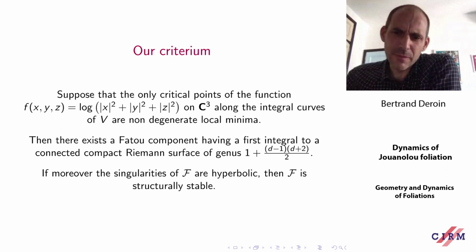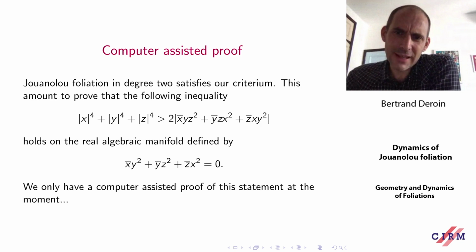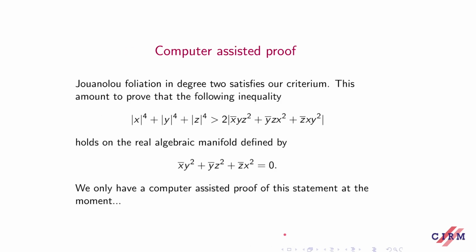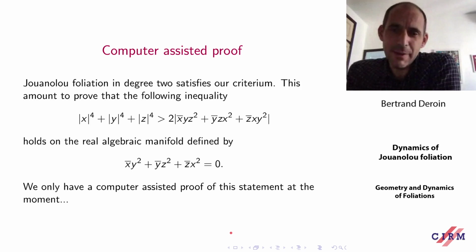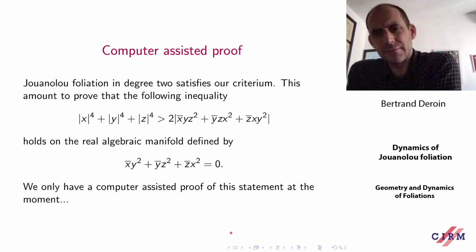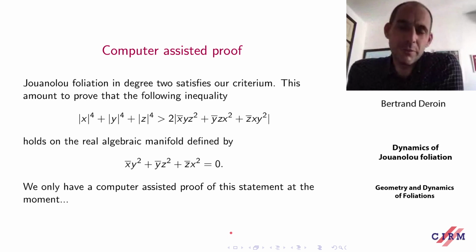Okay, so now I'm going to pass to my last slide. I am going to explain why the Jouanolou foliation in degree 2 satisfies our criterion. I have to say that this part is computer assisted, and we still do not have a real proof without using a computer.